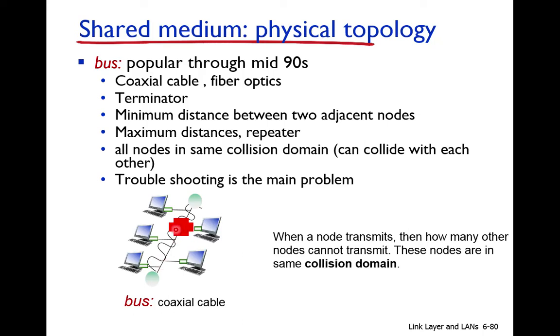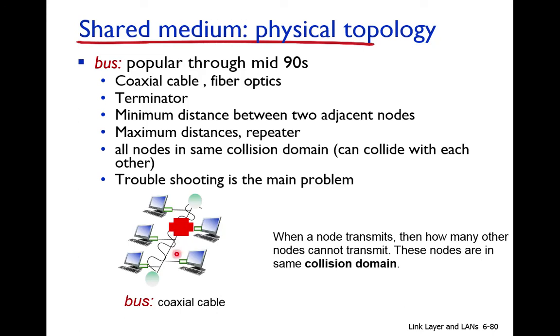Why bounce back? Because there is no terminator, the signal is not absorbed, so the signal will bounce back. So the signal moves with a to and fro motion. But when the signal comes here, then the signal is absorbed. And to identify this breakup, this cut, was very difficult.